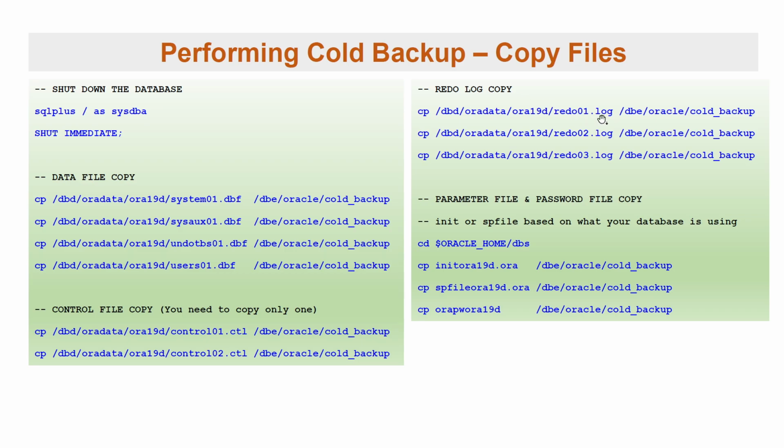Copy all the redo logs to the backup location. Also copy the parameter file and password file. For the parameter file, you just need to copy either the init parameter file or the SP file, based on what your database is using. You don't have to copy both. And copy the password file from the Oracle Home dbs to the backup location. Once the backup is completed, start your database.